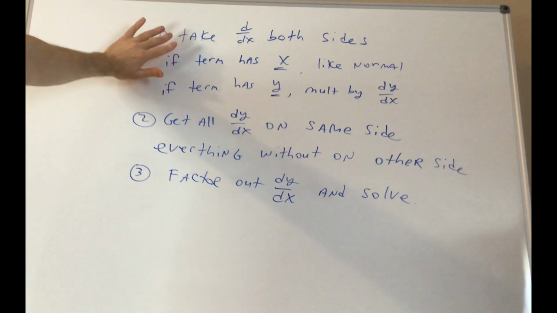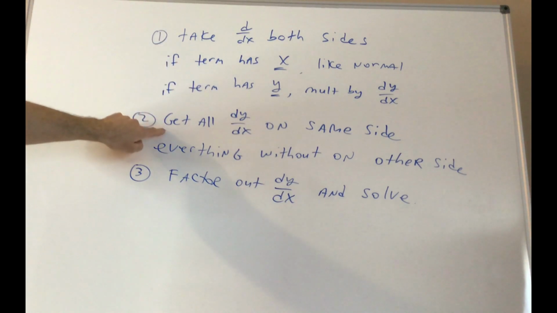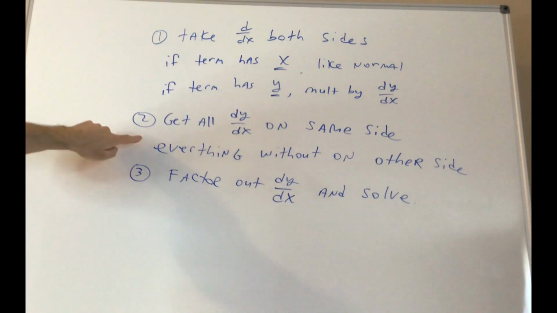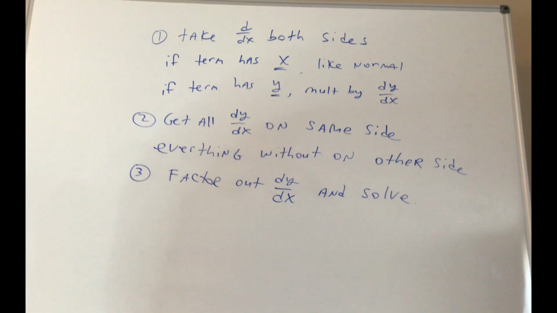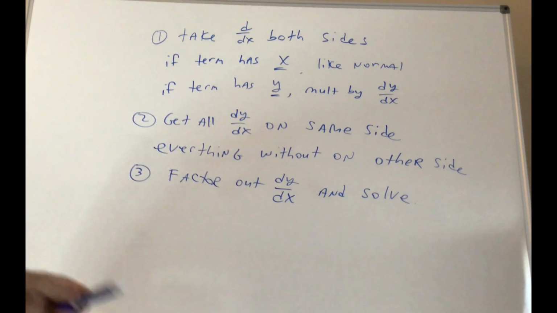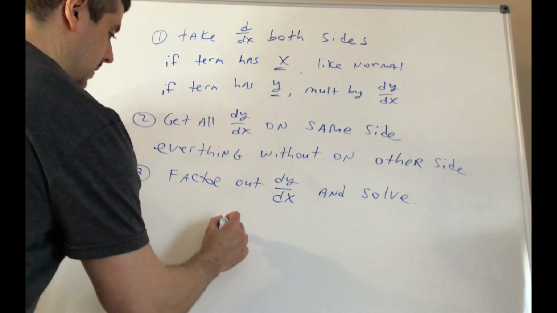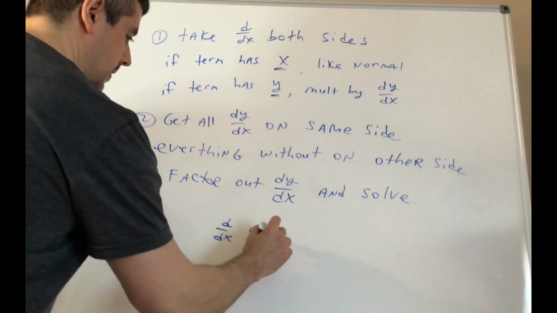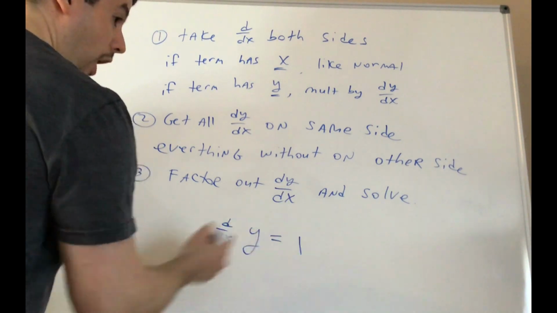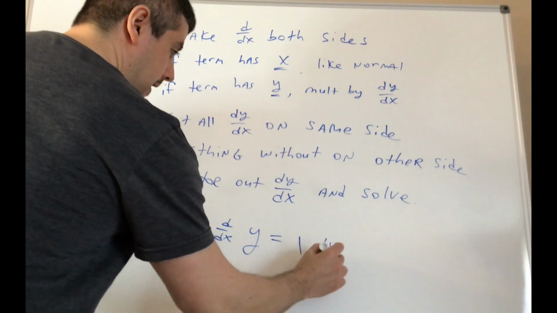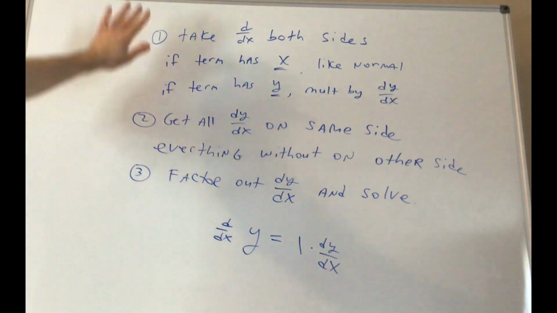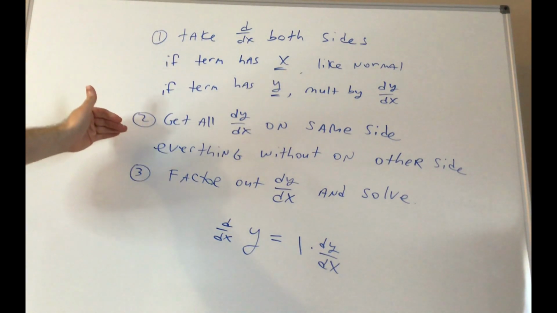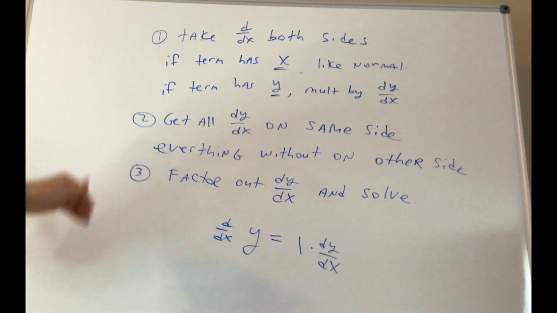After you do that step, you're going to have a bunch of dy dx's. You're going to have things without. Everything with a dy dx has to be on the same side. Everything without has to be on the other side. Then you factor out the dy dx, and you divide. You solve. You get dy dx alone. It always involves dividing by whatever was next to it. So remember, if you had something like this, the derivative of y is 1 dy dx. It wouldn't just go away. I'd see something like this. Okay, so these were the steps. This is what you will do every time. This is just a refresher of the lesson we did before.